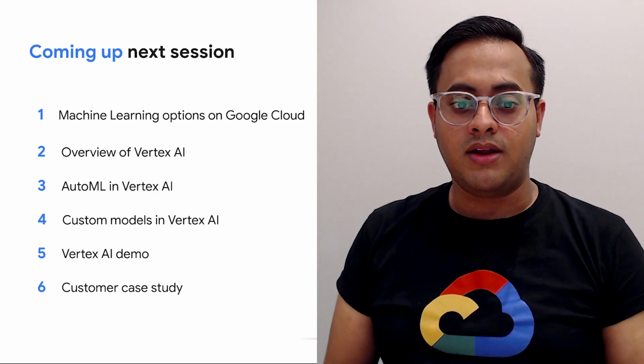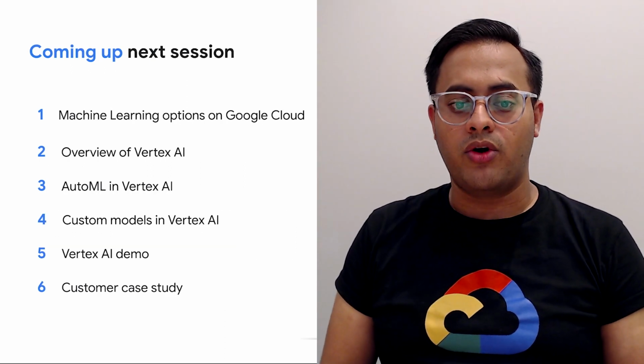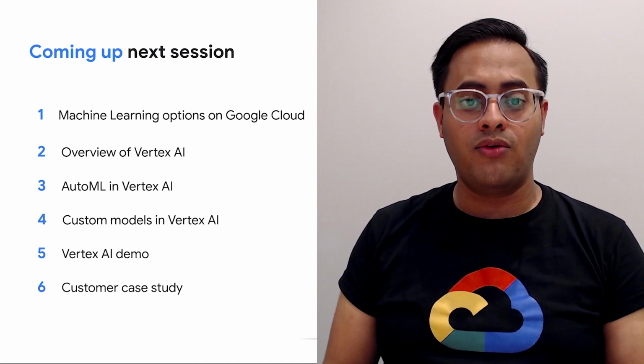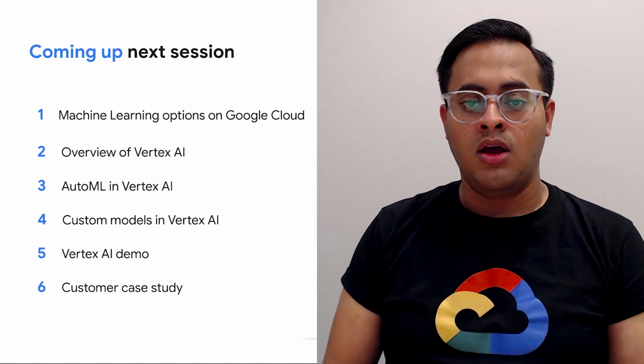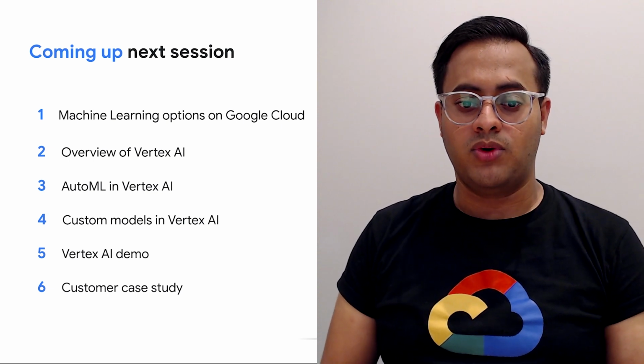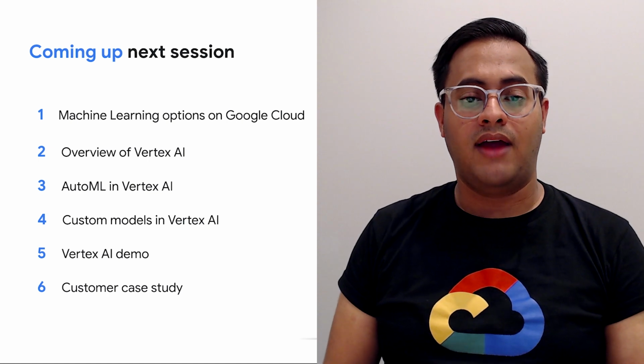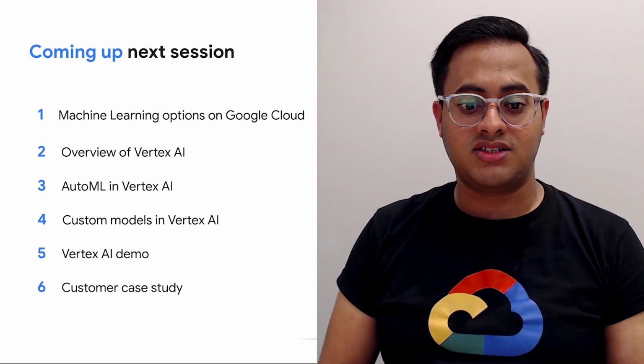Coming up in the next session, we will be exploring more on the machine learning options within Google Cloud: an overview of Vertex AI, AutoML capabilities with Vertex AI, custom model building with Vertex AI, and finally a demo and a customer case study. Hope this video has been informative to you and your business on how you can leverage the power of Google Cloud's machine learning APIs to build and grow rapidly.